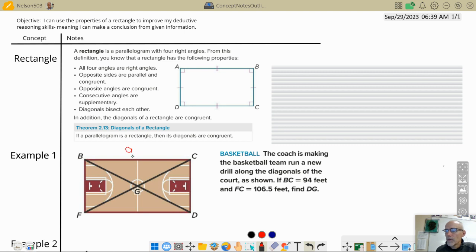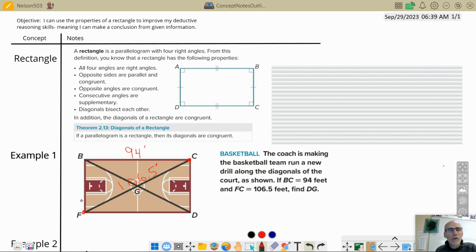So the length of the court, usually I think in basketball we call that the length of the court, is 94 feet. You put a little tick mark up there. That means feet. And then 106.5 is FC. So from one corner to the opposite corner on the basketball court, from one vertex to the opposite vertex in the rectangle, it's 106.5 feet. So let me just put a big 106.5 feet.